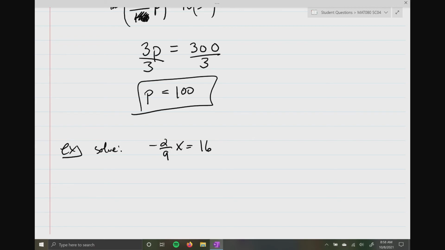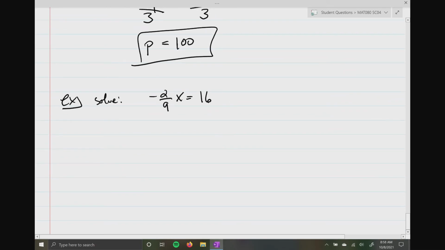All right, what do we get? I got X equals negative 72. Anybody else get X equals negative 72? Perfect. All right, let's see how this works. So first thing I'm going to do is just rewrite the problem. And I'm going to multiply both sides by that denominator.